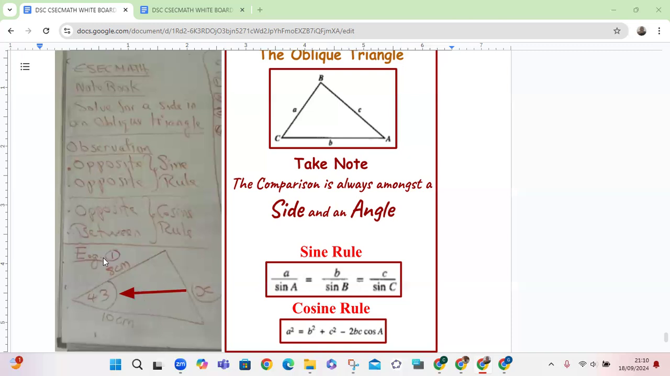Example 1, as you can see, x is opposite to 43 degrees, and 43 degrees is between 8 and 10, so that is the cosine rule. Take note, for the oblique triangle, which does not have any 90 degrees, the comparison is always amongst a side and an angle. Always. Here you have the sine rule, and here you have the cosine rule.